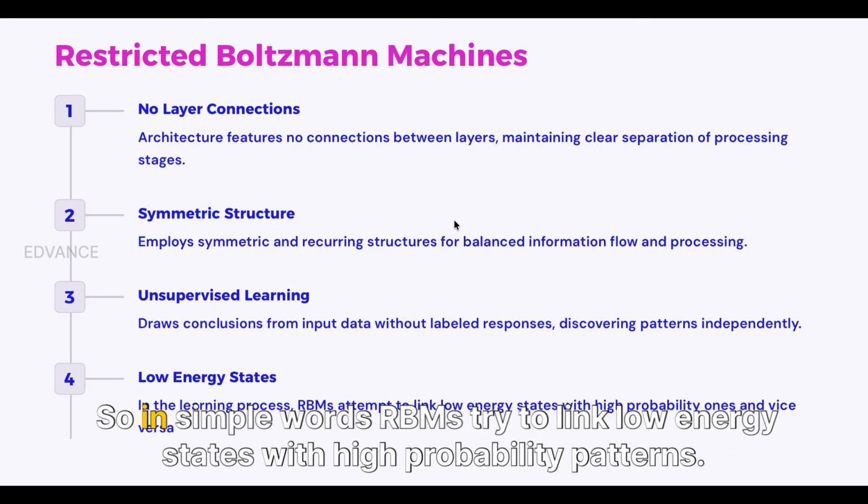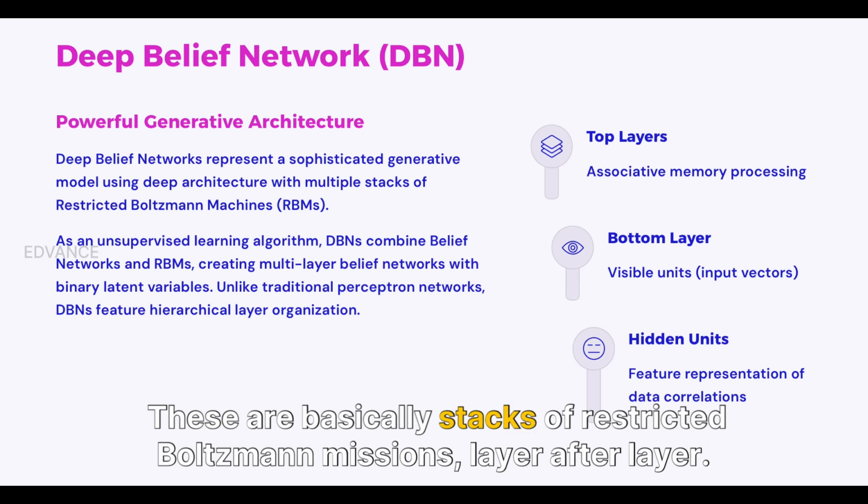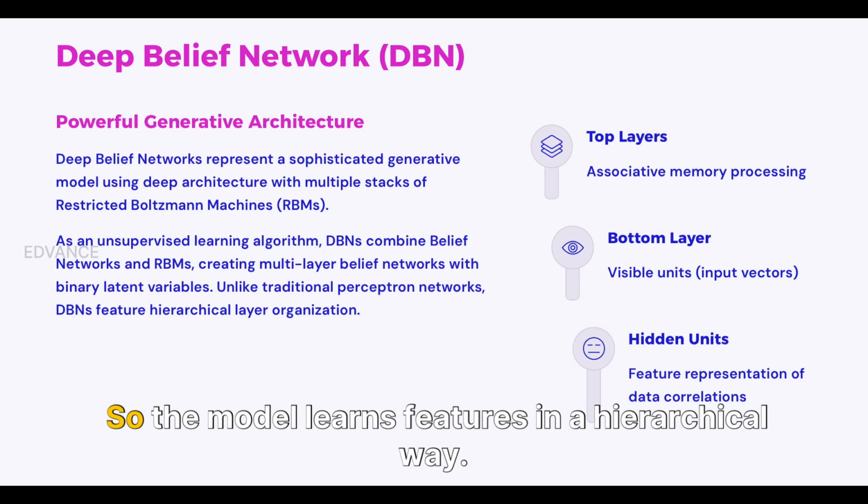So, in simple words, RBMs try to link low energy states with high probability patterns. Let's move to deep belief networks or DBNs. These are basically stacks of restricted Boltzmann machines, layer after layer. So the model learns features in a hierarchical way.